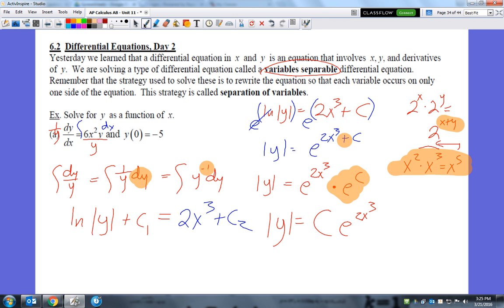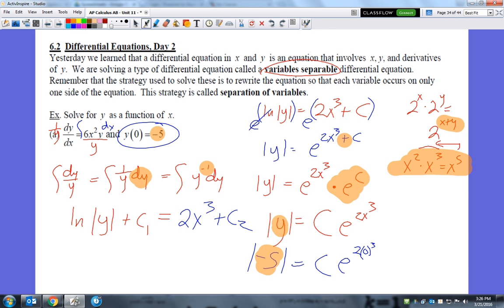Okay? Now that all the C values are together and they're just piled on top of each other, I can now use my initial value. My input for x is 0, so it's like e to the 2 times 0 to the third. We know that's going to be e to the 0, and e to the 0 is 1. And then my output value is a negative, so this would change to a negative 5. And it is an absolute value because all I did was for the y value substitute a negative 5. So I'm going to keep those absolute value pieces, and now you see why I keep those absolute value pieces.